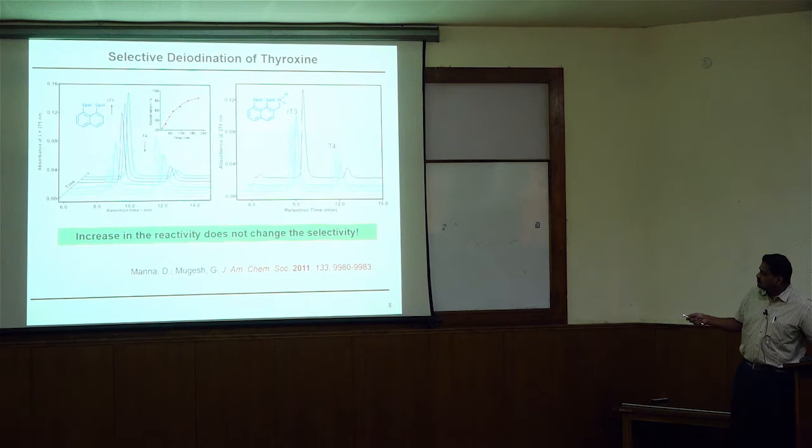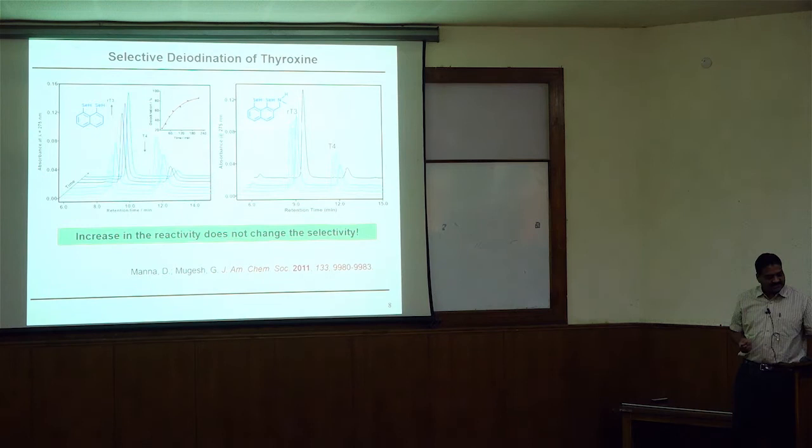So we used two different types of compounds. This is very, very effective, and this is also effective. What we found is that whether we use this compound or this, we see the same trend. So we see inner ring deiodination, one iodine is removed selectively, no further deiodination, and it stops there. And we found that an increase in the reactivity does not change the selectivity.